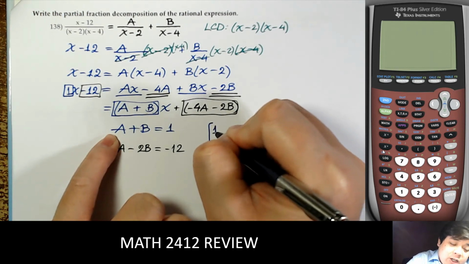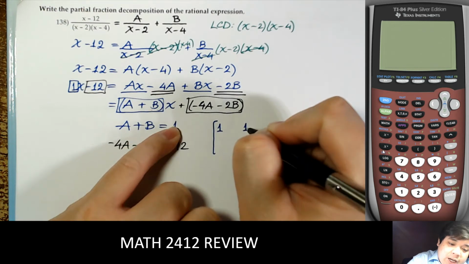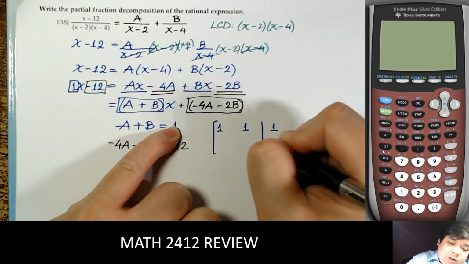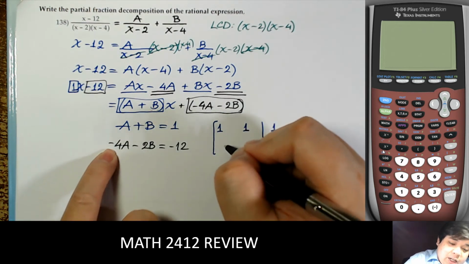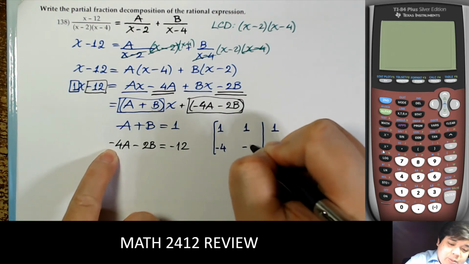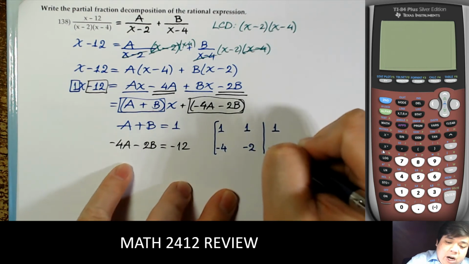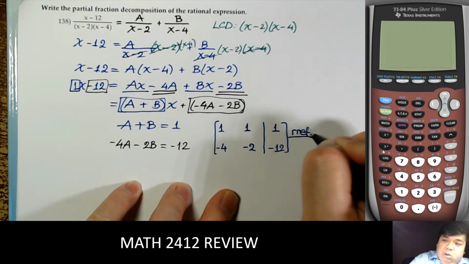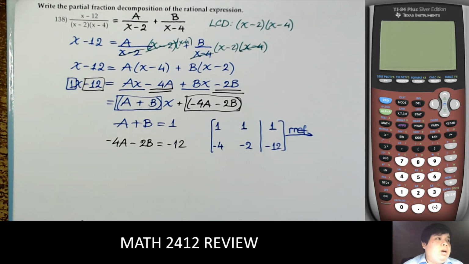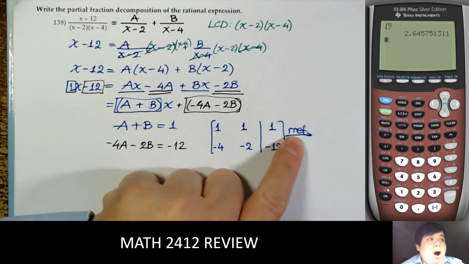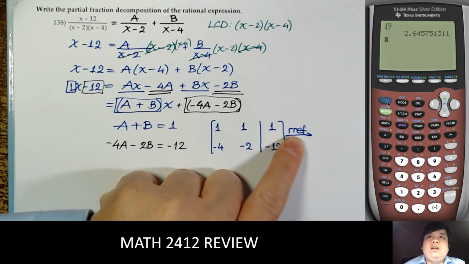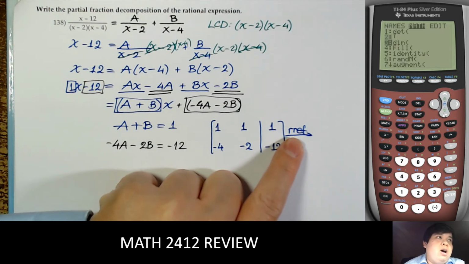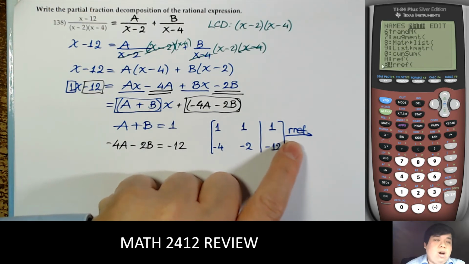Coefficient of A is 1, coefficient of B is 1, and then the number 1. Let's draw a line to distinguish them. Coefficient of A is negative 4, coefficient of B is negative 2, and then negative 12. So we have the matrix like that, and then we're going to operate the reduced row echelon form on that matrix. First, the RREF: we hit second, matrix, go to math, and the RREF option is way down here. Again, it is RREF, not REF.